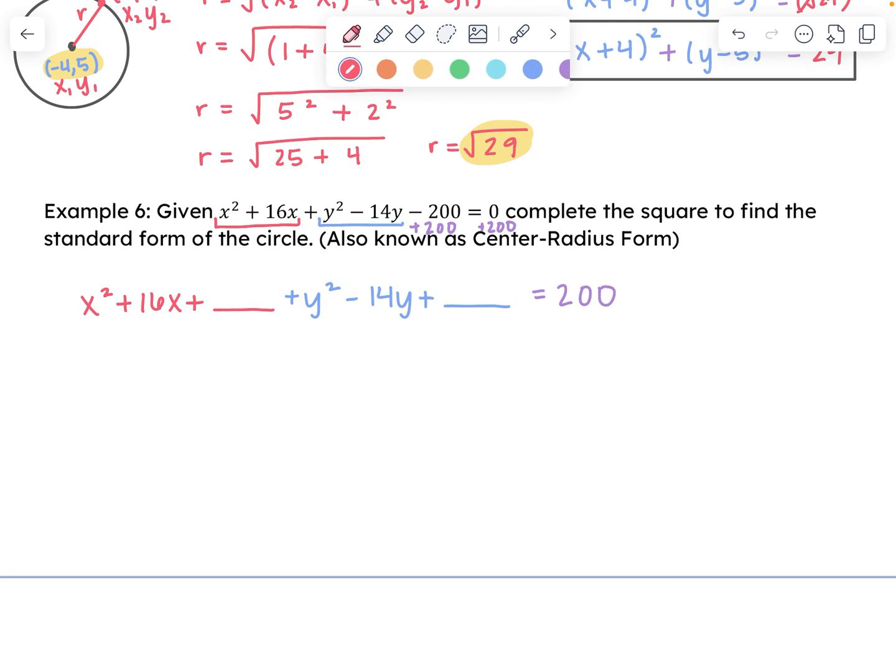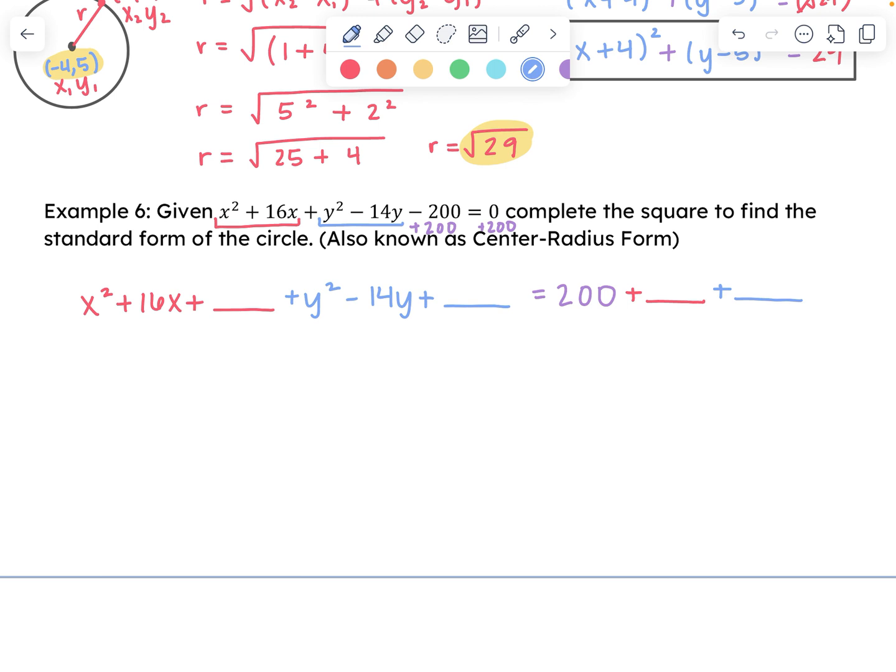And then remember, I've got to have a blank for completing the square with the x's and a blank for completing the square with the y's on the other side of the equation to balance out what I'm adding on the left side. I can't just add something to one side of the equation. I've got to add it to both sides and balance my equation out.